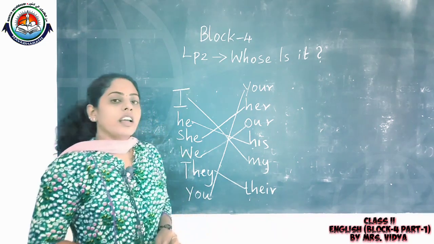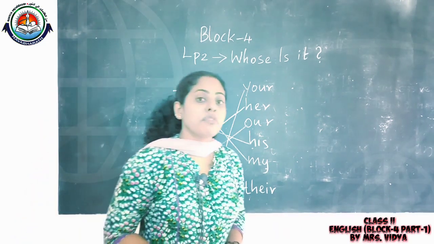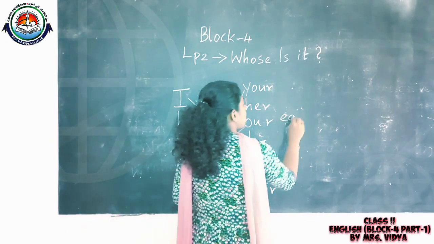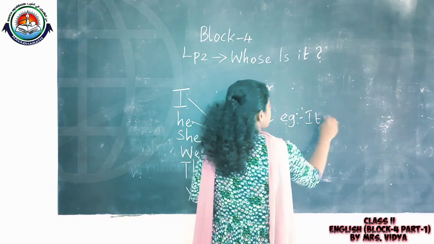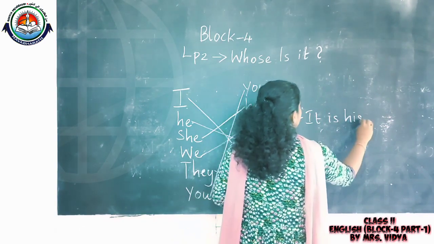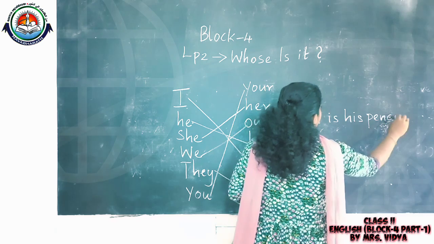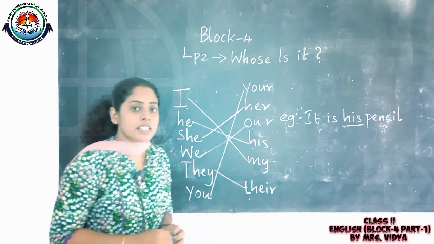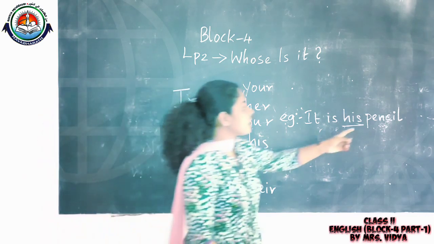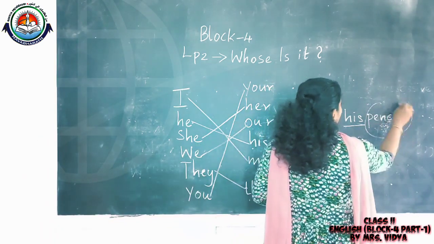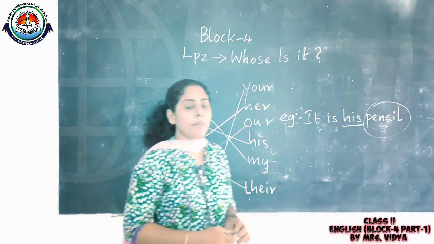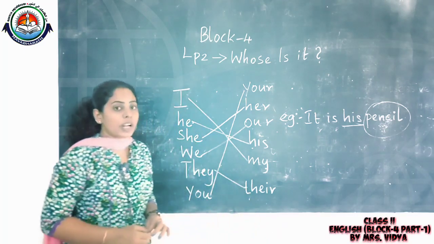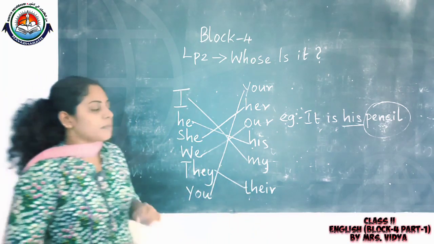So, my dear children, these possessive pronouns will come before the naming word. Okay. So, for example, it is his pencil. So, this is the naming word. Pencil is the naming word. So, a possessive pronoun will come before the naming word. Did you understand? One more example I will give you.